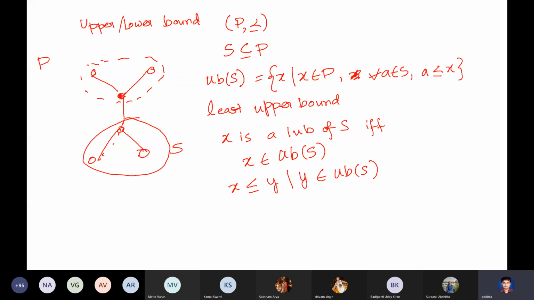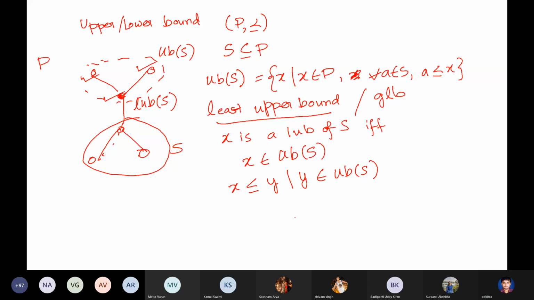For example, this is a least upper bound. So this is the upper bound of S, and this is the least upper bound of S. Why is it the least upper bound of S? Because it belongs to the upper bound and it is less than or equal to all entries. It is less than or equal to this, it is less than or equal to this, it is less than or equal to itself. So it is less than or equal to all elements of the upper bound. Then we call it the least upper bound. Similarly, you can have the greatest lower bound or GLB. Note again that if a least upper bound exists, it has to be unique.